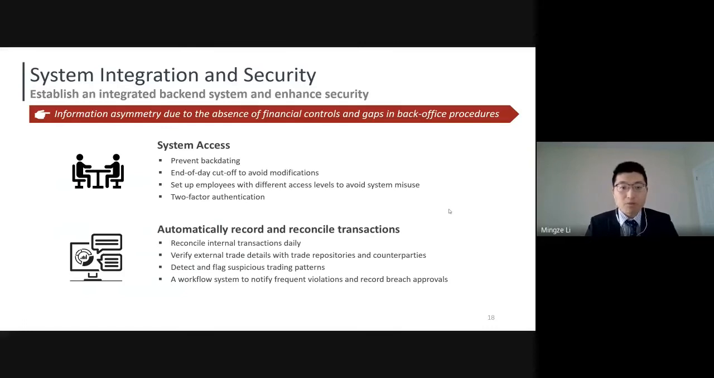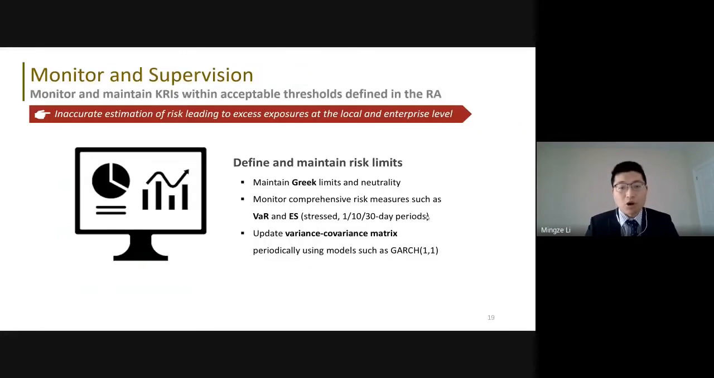The backend platform should also include a conduct risk model to detect suspicious trading patterns based on past loss experiences, historical trading data, and peer group comparisons. The backend system should automatically flag suspicious behaviors, and then a workflow system can issue warnings and notify risk management, even if the immediate supervisor approved the breaches. We have included many suspicious trading indicators in our operational risk dashboard.